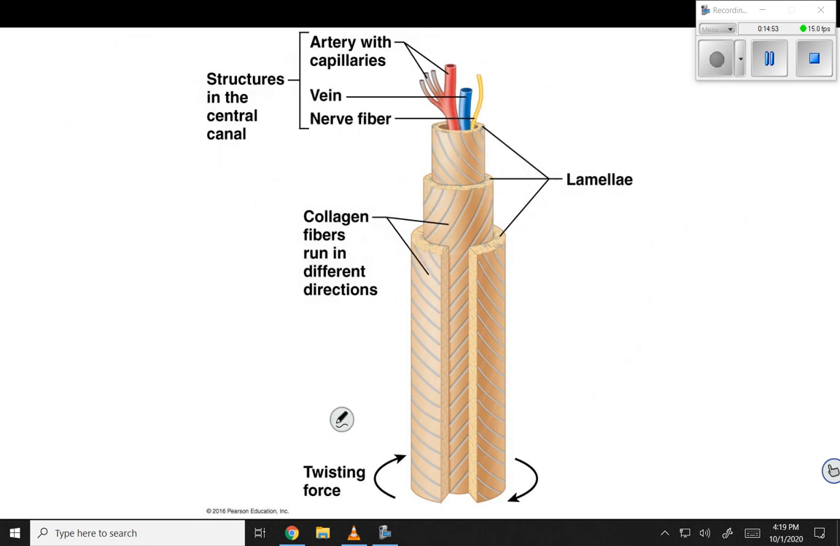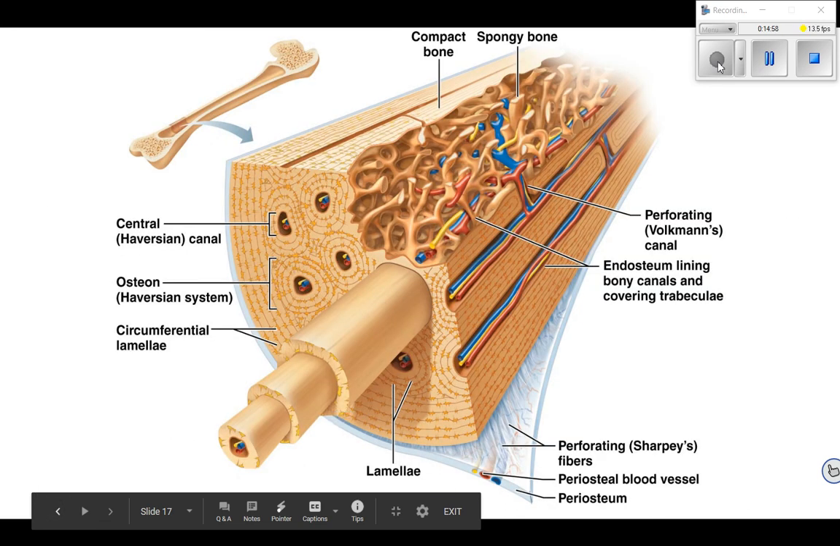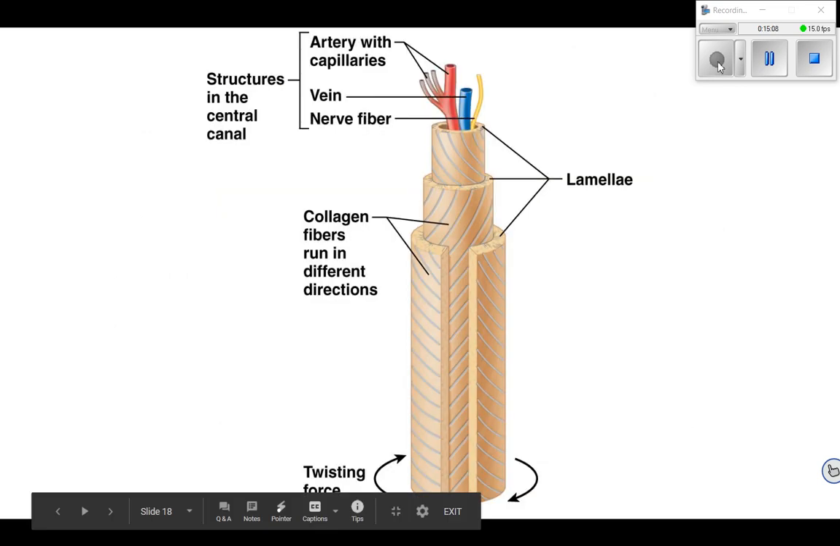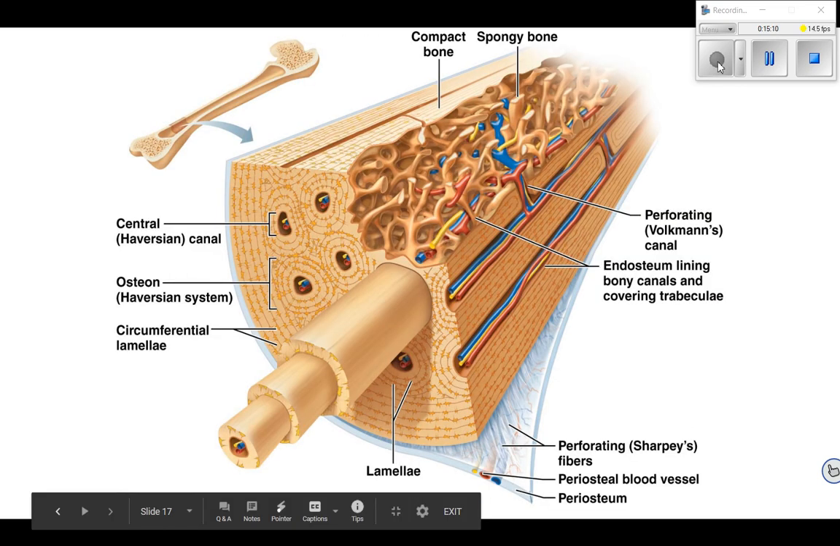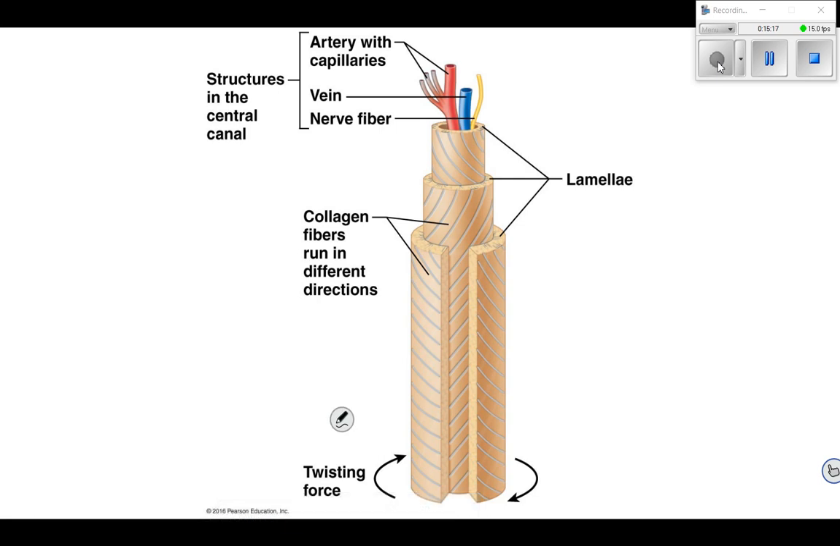This is one osteon. Sorry, you can't see me pointing. This is one osteon, but it's kind of like if you have a telescope where you can pull it out. So we've taken this osteon and we have pulled it out right here so that we can take a closer look at it. Again, if we were looking at it sideways, we would see the three circles, we would see the arteries and the veins and the nerves.